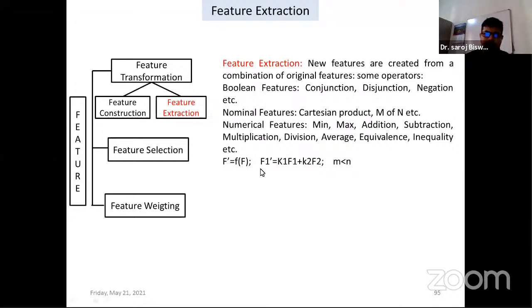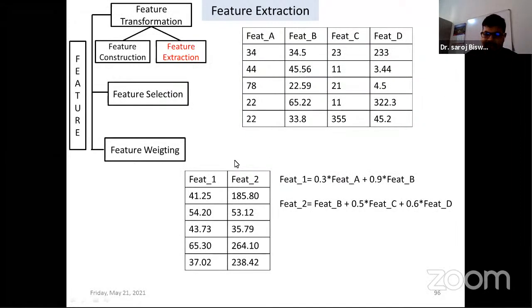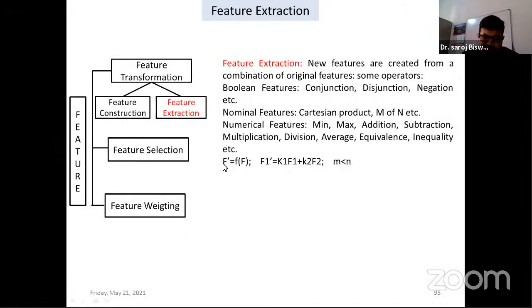Here is a mathematical equation for that. Now we are creating new features, and the new features are represented by f bar. This f bar equals a function of f, where the original features are given as f. From the original features, we can create a new set of features, f bar. Here the function is in expanded form. We are creating a new feature f1, and f1 is created from the original features f1 and f2.